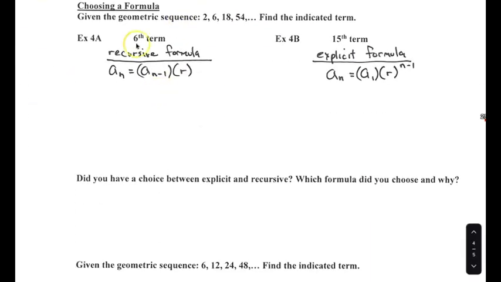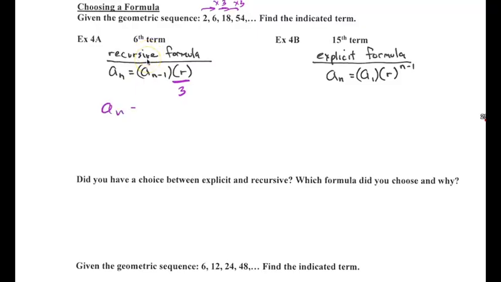Let's choose a formula. Given the geometric sequence 2, 6, 18, 54, find the indicated term. We want to find the 6th term and the 15th term. This is to show you that for the 6th term, it's really easy to use the recursive formula. If you're going to find a couple more terms, use the recursive formula. Remember the recursive formula: find the common ratio, which in this case is 3, because we're multiplying by 3 every single time. If I want to find the 6th term, our recursive formula is a n equals a n minus 1 times 3.